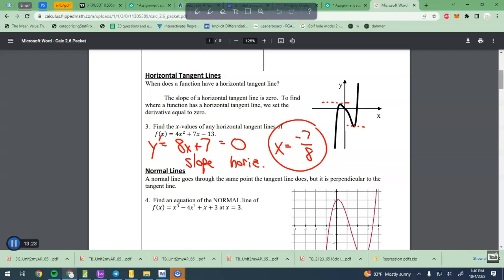Question on 3. There will be one on your gateway that says find any horizontal tangent line. The derivative probably won't be that simple. So that's what happens with horizontal tangent lines, and then we'll get into other ways to take derivatives. Will there be a graph for it? No, there would not be.